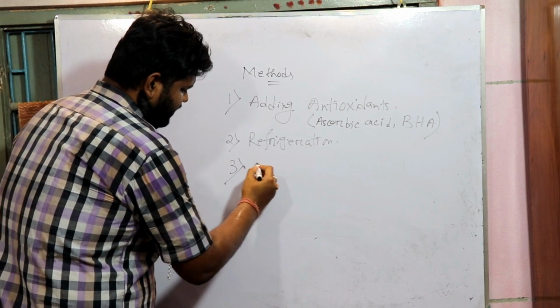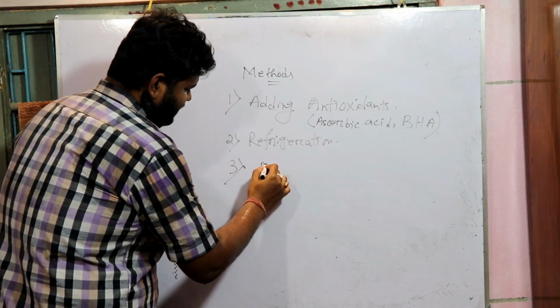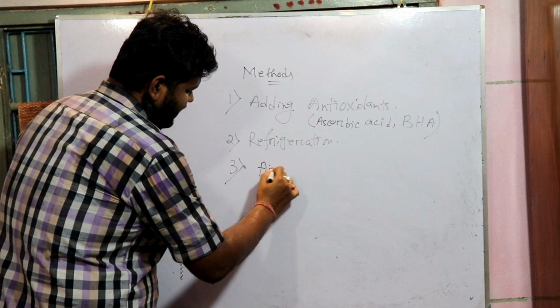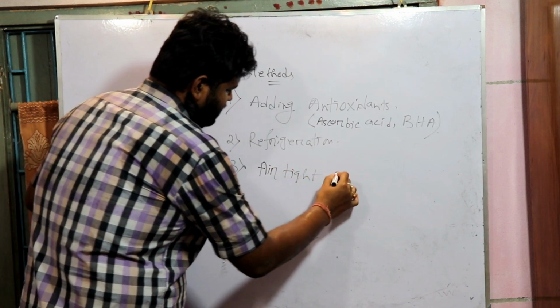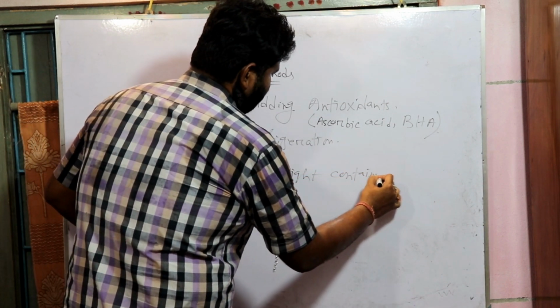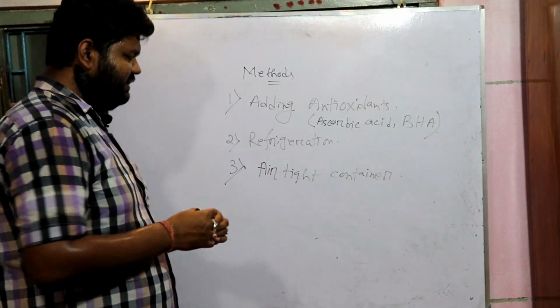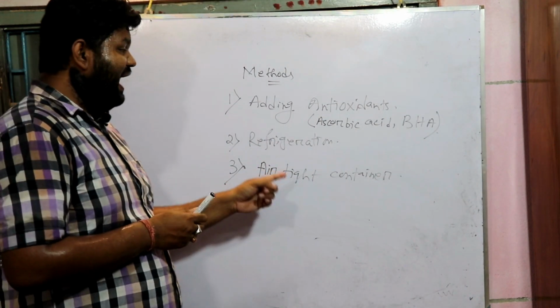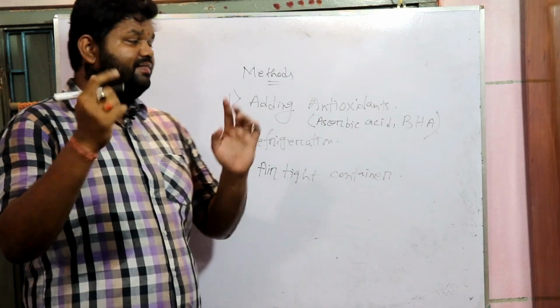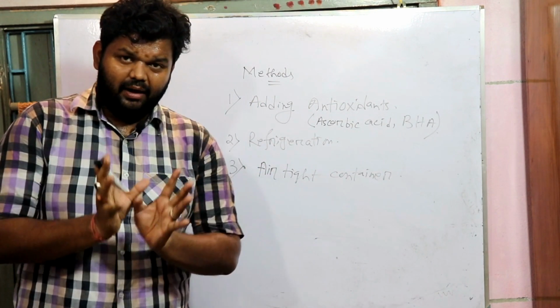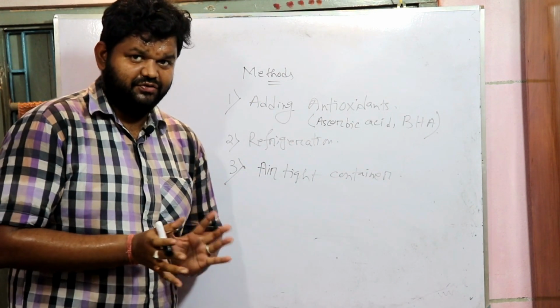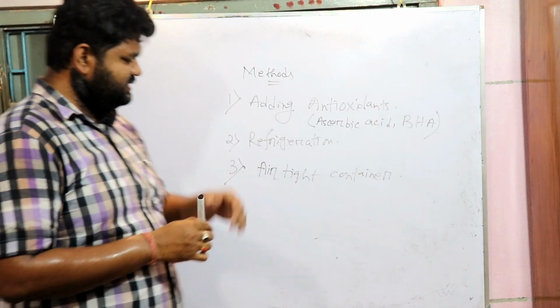And number three, very interesting, keeping the foods in an air-tight container. If we keep our food in an airtight container, then there will be no chance for the food to react with the air, that means the oxygen and the water vapor present in the atmosphere. So these are the main methods to prevent rancidity.